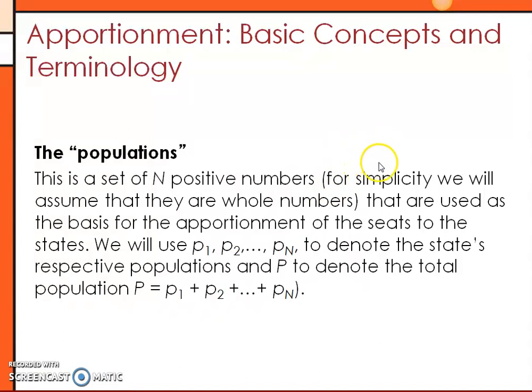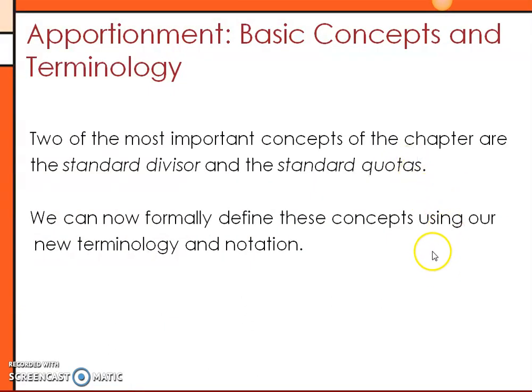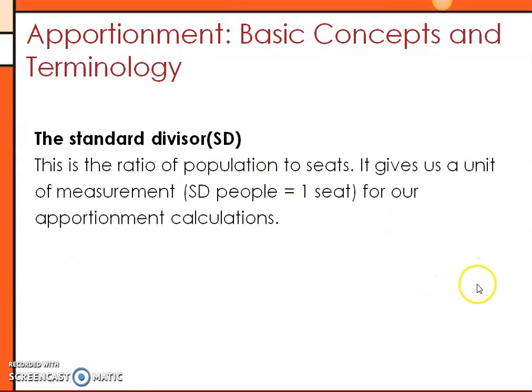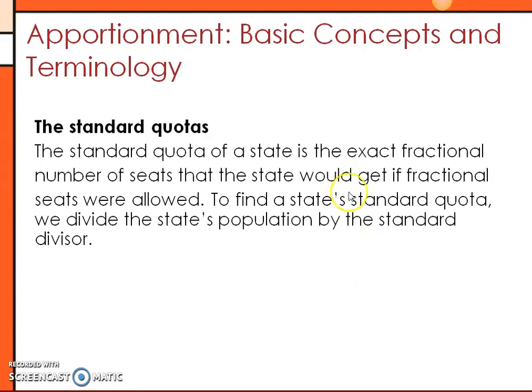Each one has their own population, and the total population is what you get if you add those all together. The only two things you'll be computing are the standard divisor and the standard quota. The standard divisor is one number that's the same for the whole problem. It's the total population divided by the number of seats you have to give away. That tells you how much population you need to get a seat. And then the standard quota is each of the populations divided by the standard divisor. So you go down your whole list and do population divided by standard divisor for the first one, the second one, the third one, all the way down.